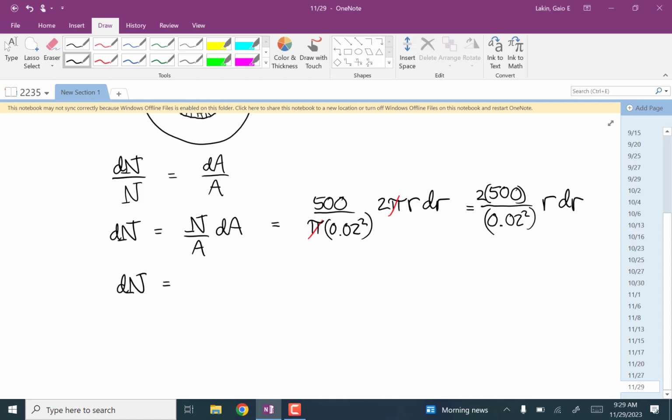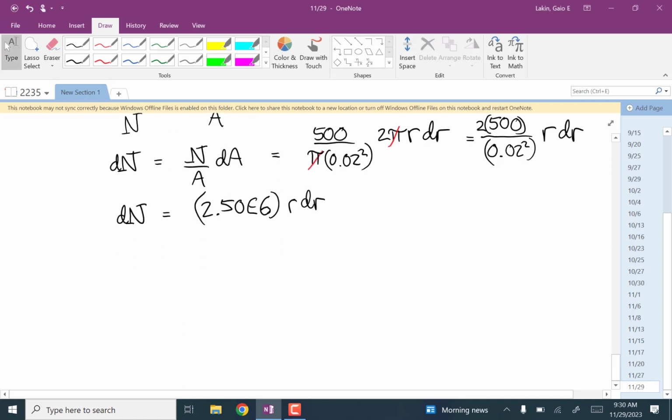Giant numbers, I think. Well, it's a giant number divided by small, times this. So it's 2.5... 2.5 what? Million. Oh, 2.50 times 10 to the 6 r dr. Okay. That's a big number, but dr is small.